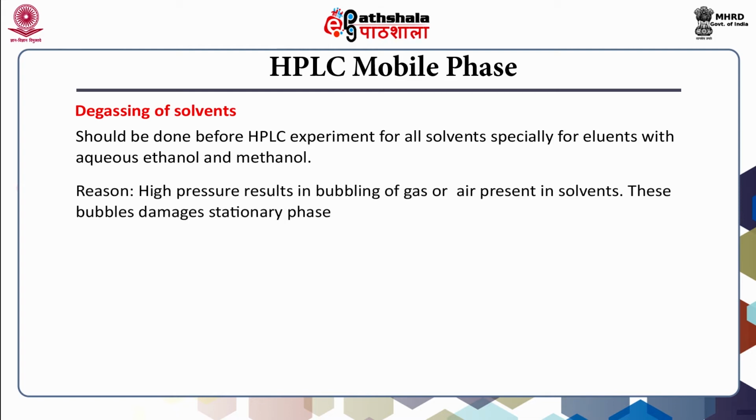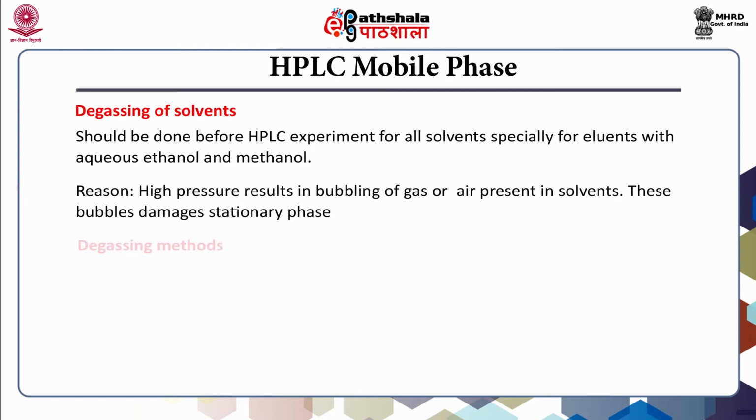Why? The important reason for this is that we are using high pressure in HPLC. That high pressure results in bubbling of gas or air present in the solvents, and those bubbles damage the stationary phase. That is why we need to remove the air bubbles from the mobile phase. That happens by degassing.